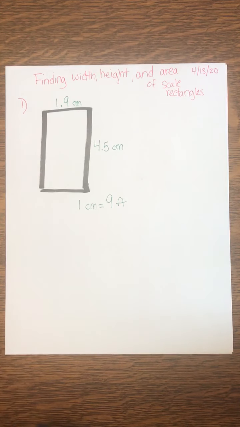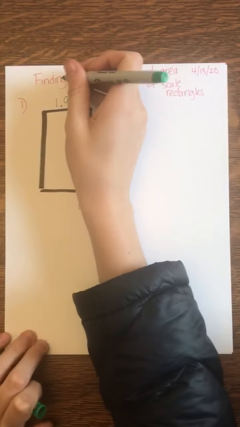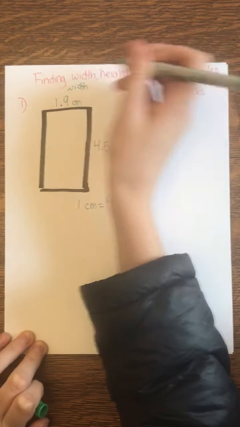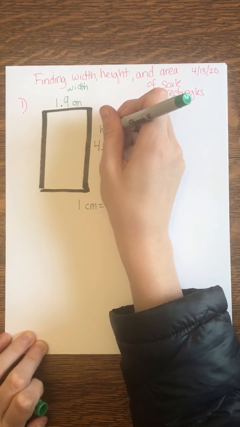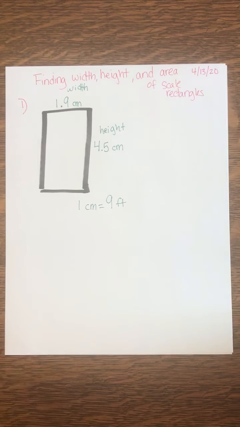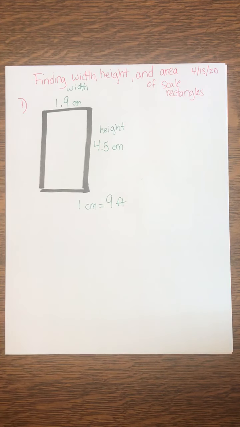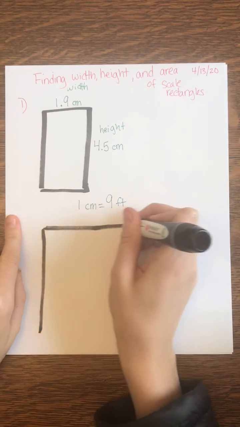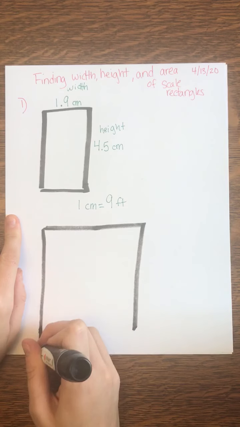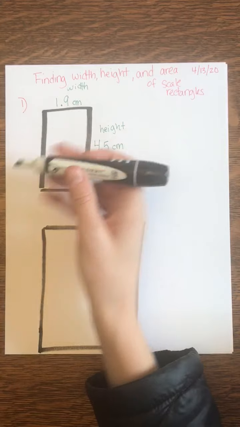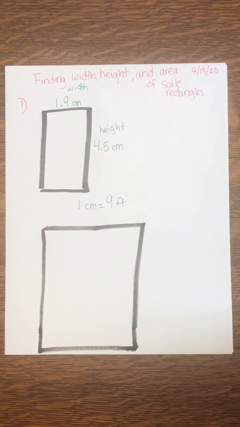So I'm going to label 1.9 centimeters as the width, and 4.5 centimeters is the height. I'm not going to worry about area right now. All I'm going to solve for is the dimensions of the rectangle we're solving for. This really large rectangle that we have to change from the model to the actual size. So again, the rectangle given is just a model of this really large rectangle we need to solve for.